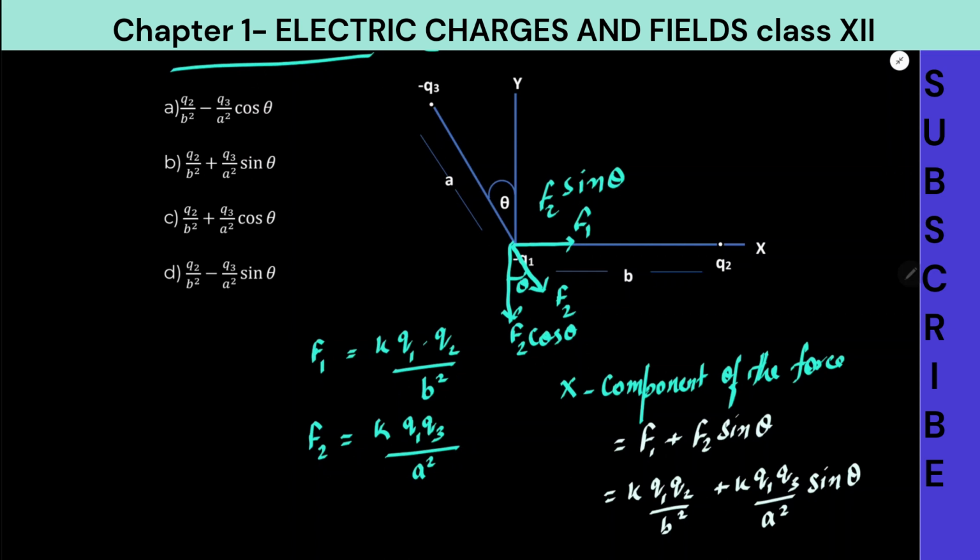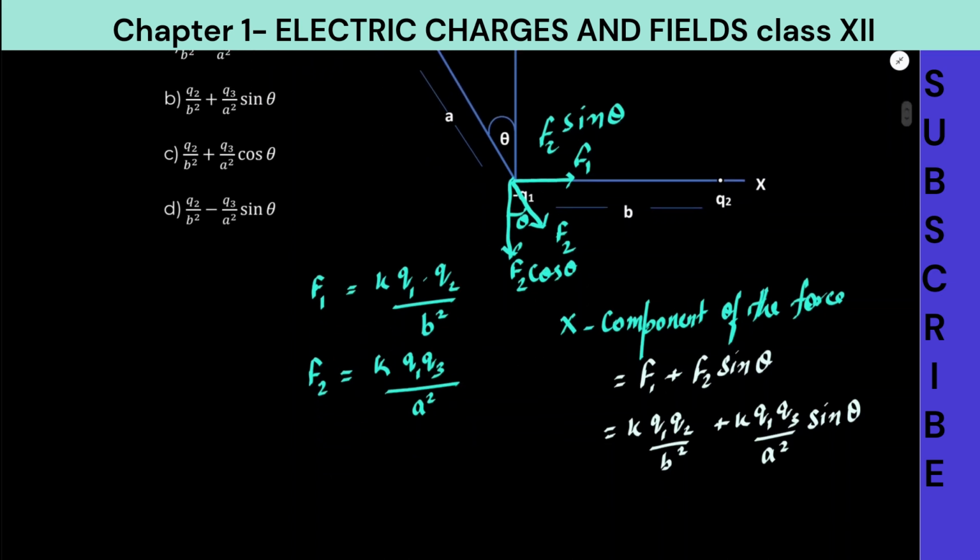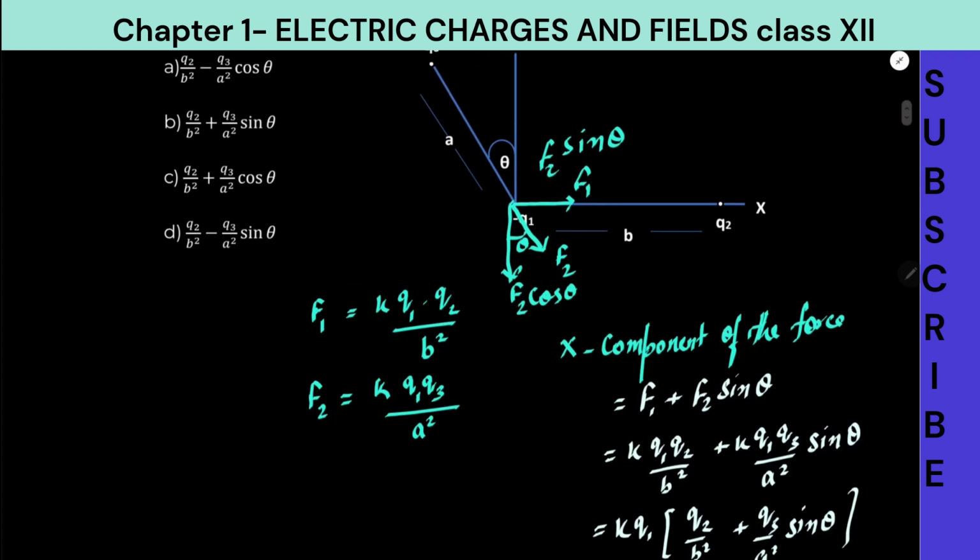Now if you look at the four answers, none of them have k, which means they have directly taken it as a constant. That's why they are saying proportional to. So let's take k and Q1 common, because they will be constant here, and the remaining expression is plus Q3 upon a square sin theta. So k Q1 we can convert into proportionality, and the final answer will be this part. Let me put a line here. This part is our final result. So it will be proportional to Q2 upon b square plus Q3 upon a square sin theta, and that is option B.